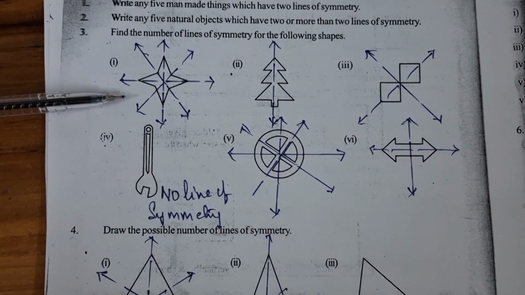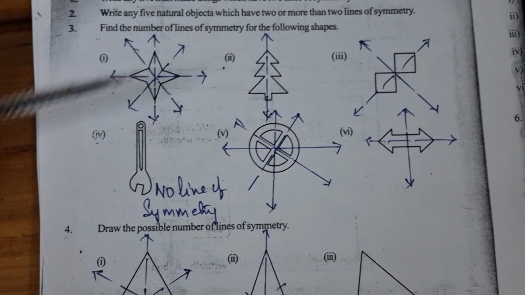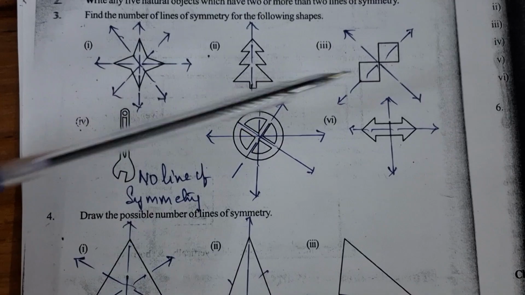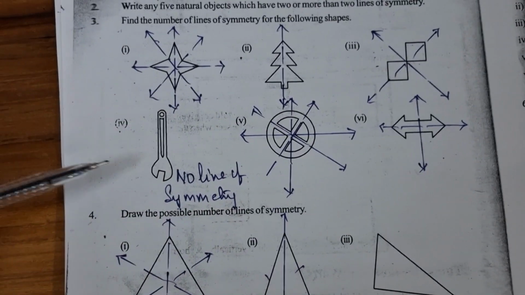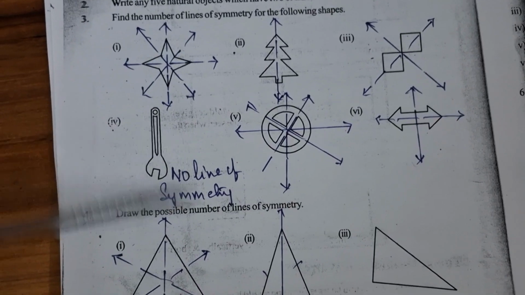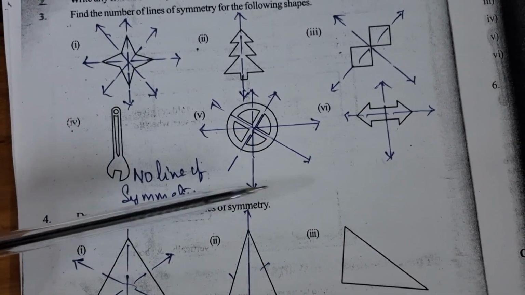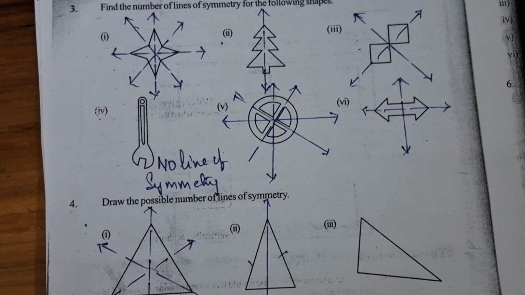So you can see here, you have got lines everywhere. Every line is dividing this into two equal halves. Here it has only one, here it has two, here there are no lines of symmetry, nothing. You cannot divide it into two halves. And here you have got, these are the lines of symmetry. Here also you have got lines of symmetry.